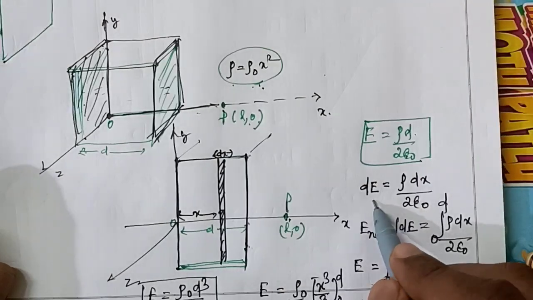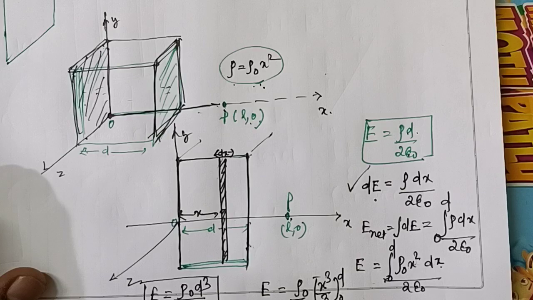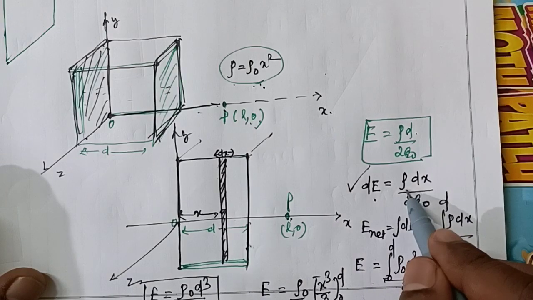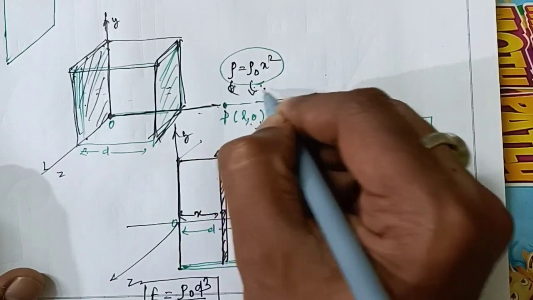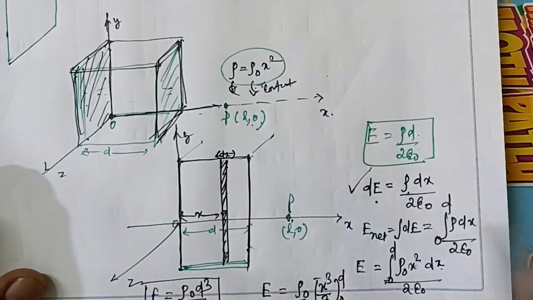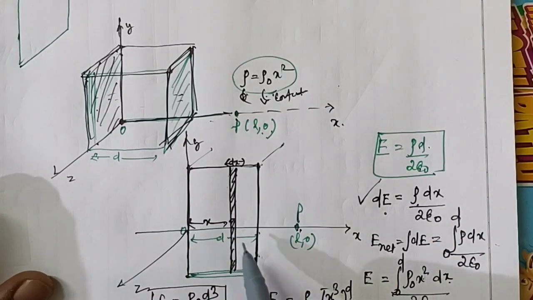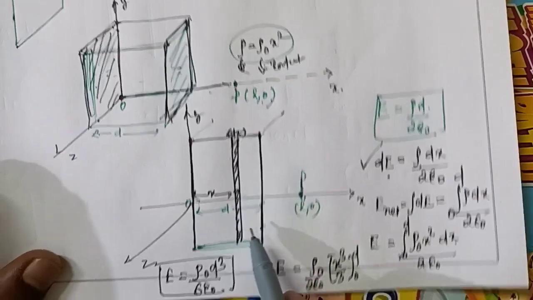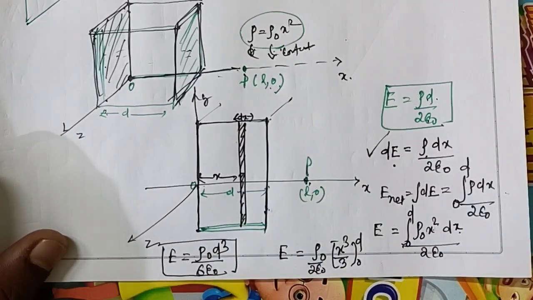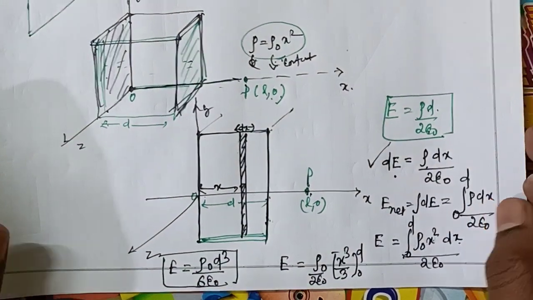So for this small dx, I will write my dE, and I will put in the value of rho, which is nothing but rho naught x square. Here rho naught is a constant, please keep it in your mind. Then dx, and I will simply integrate. And what is the limit of integration? If the point is outside, it is up to the body, so I simply substitute the body limit and get the expression rho naught d cube upon 6 epsilon naught. I hope this scenario is pretty clear to everyone.